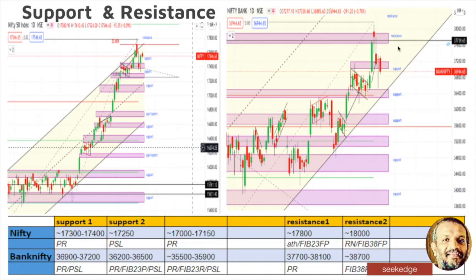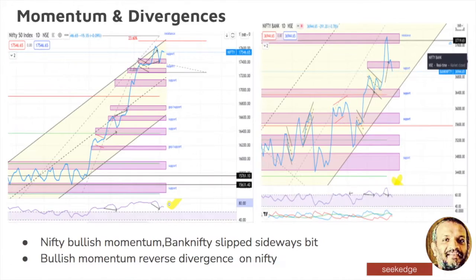And upside, 37,700 is where we can find the resistance, and then 38,700, which is a 38 Fibonacci projection up from here, somewhere at this level. So that is the support and the resistance that you have to keep in mind for tomorrow, if you're going long or short on the Nifty and BANKNIFTY.